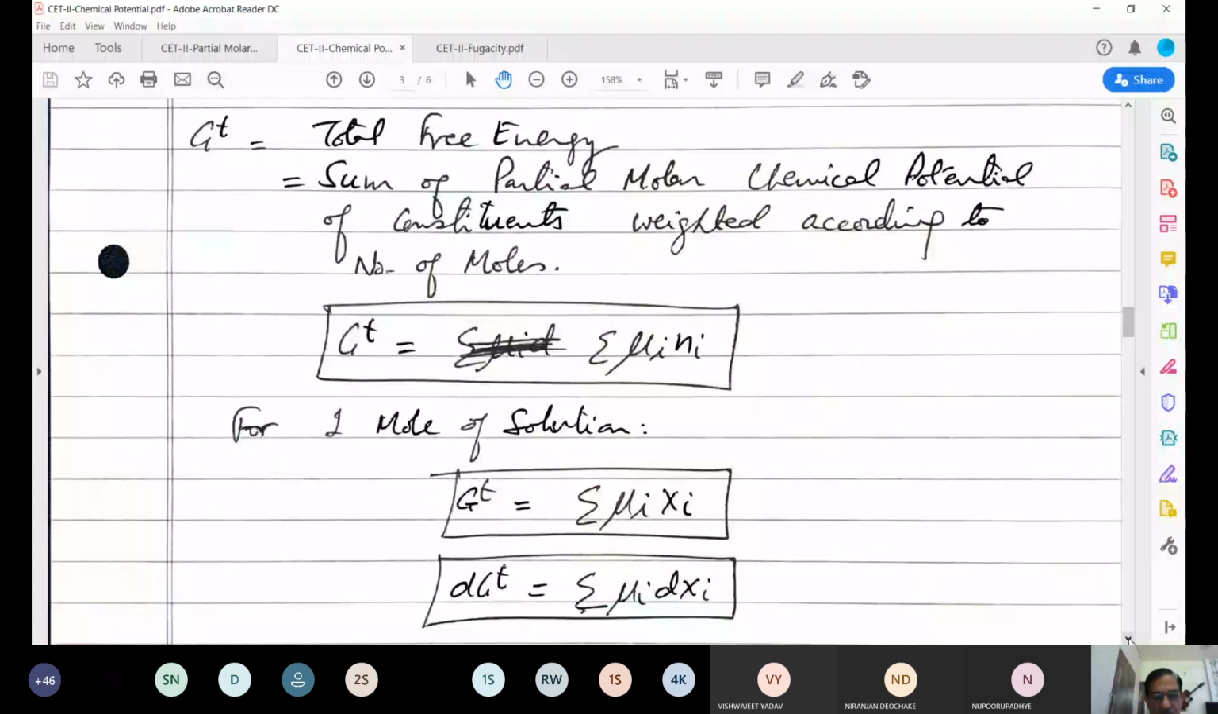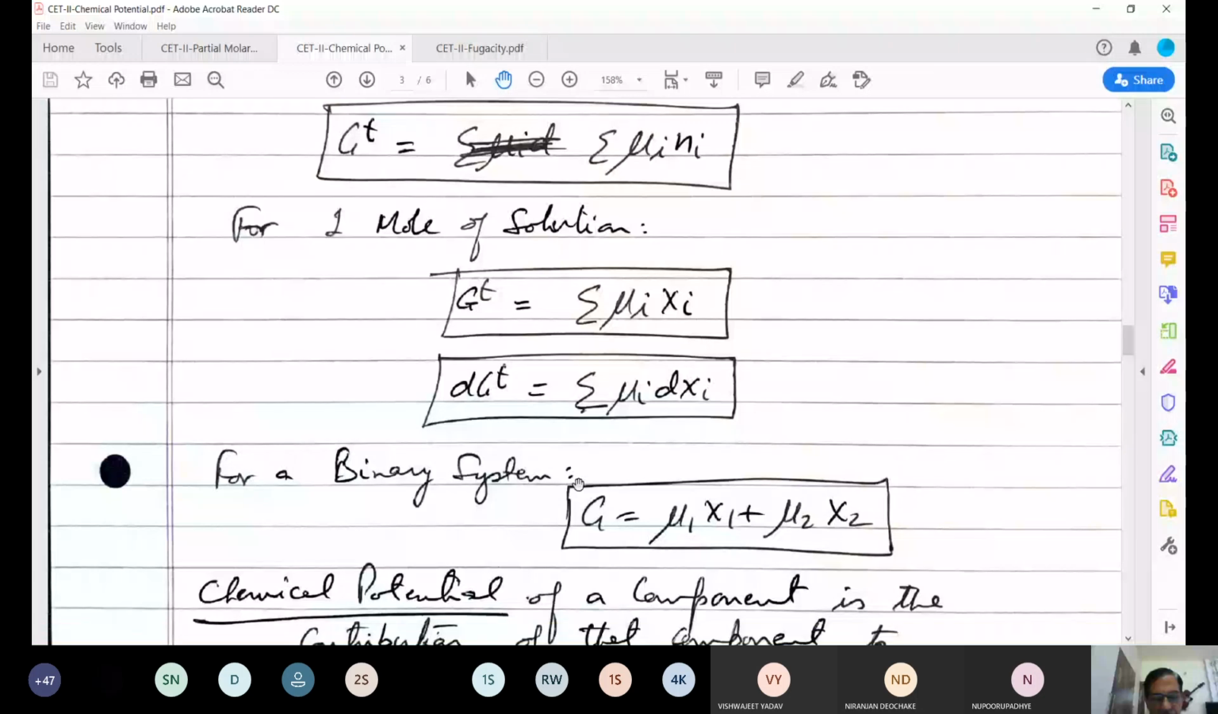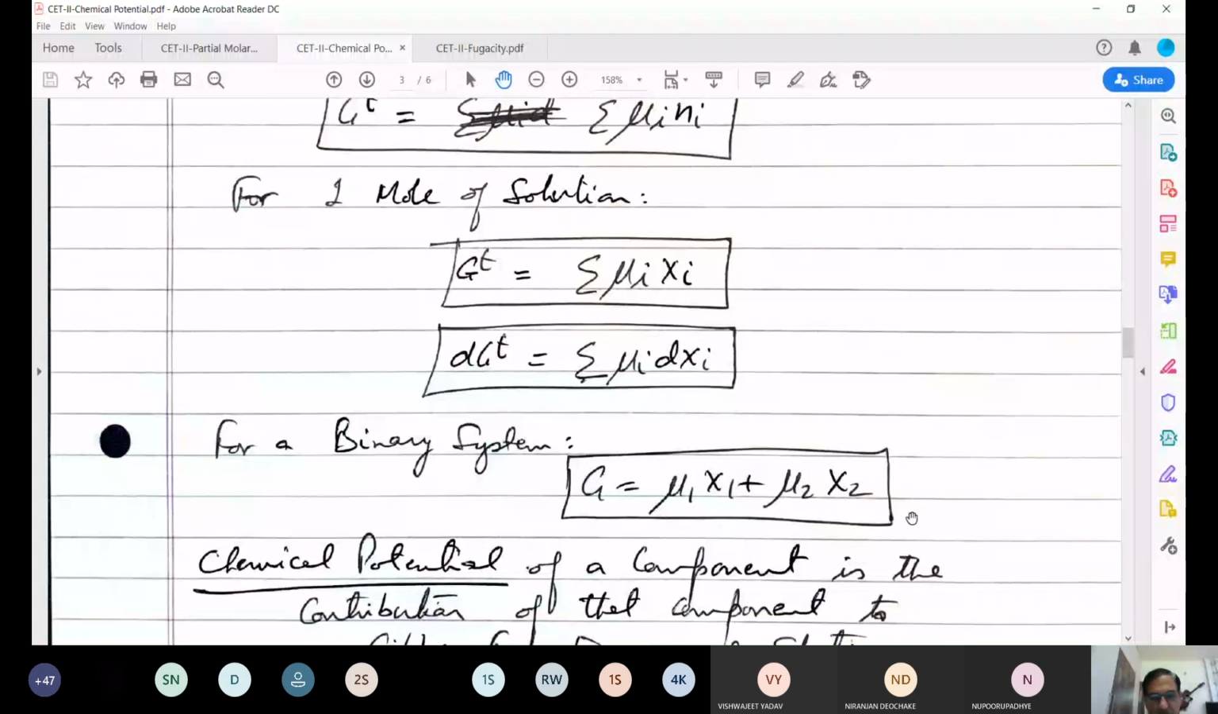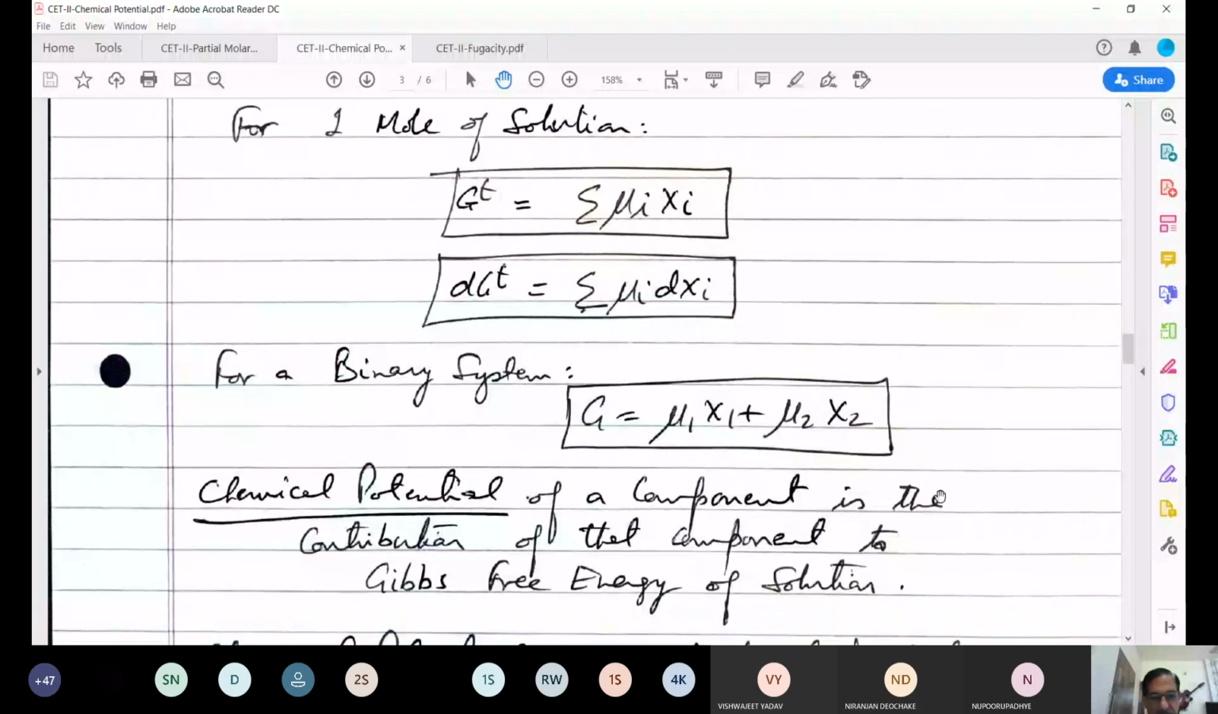So for a binary system it will be G equal to mu1 x1 plus mu2 x2. We had done for molar volume, V is equal to V1 bar x1 plus V2 bar x2, and we solved a problem also on that. So we can directly use that equation, because mu1 is nothing but partial molar Gibbs free energy, and mu2 is nothing but again partial molar Gibbs free energy. But we have done the derivation here.